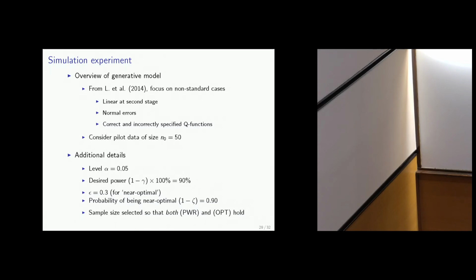So we test one hypothesis at level alpha. The desired power is 90. The epsilon they choose for deciding what counts as being near optimal is 0.3. And the probability of being within epsilon they want to ensure is 0.9. And we select the sample size so that both of our criteria are satisfied.